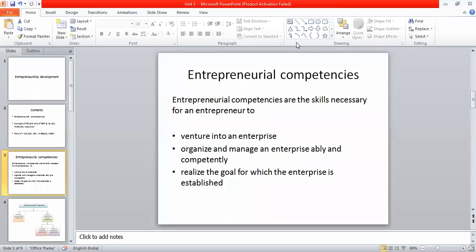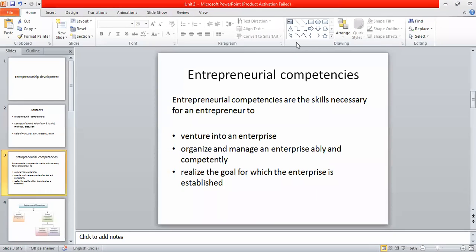So, entrepreneurial competencies take care of all these personality traits of a person which help him in venturing into an entrepreneurial venture. If I have to start or begin, this is how I improve on my competencies. Fine.